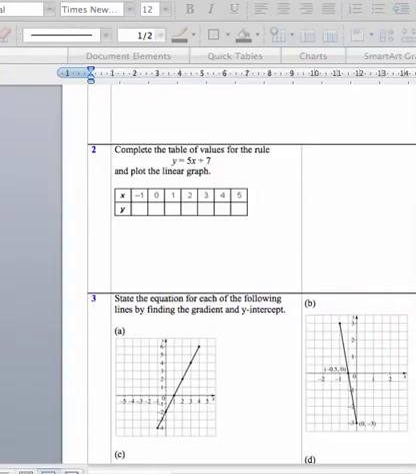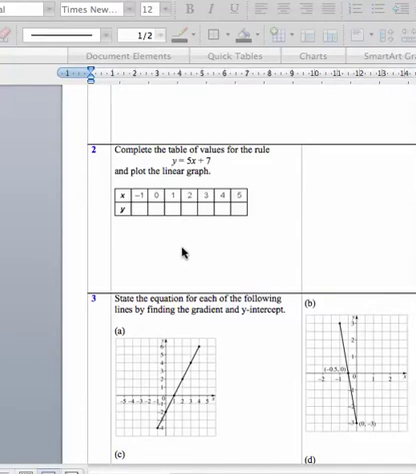Now, our next question, question 2, asks us to complete the tabular values for the following rule or equation, and then also plot the linear graph. So the first thing we have to do is finish our table and get some points, and simply plot those points on our graph, and we're done.